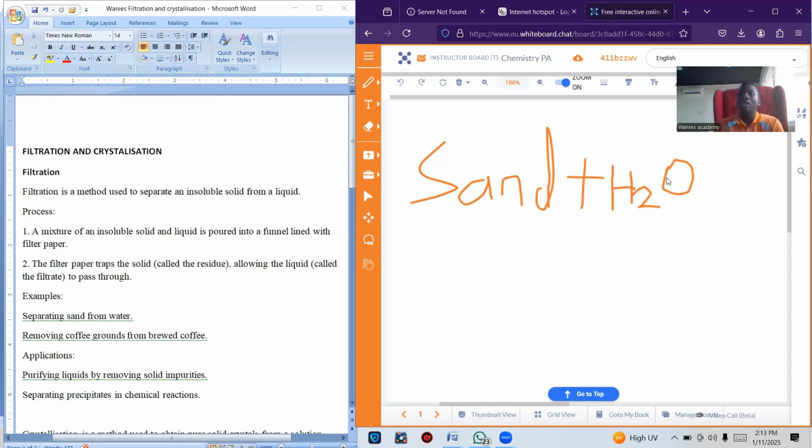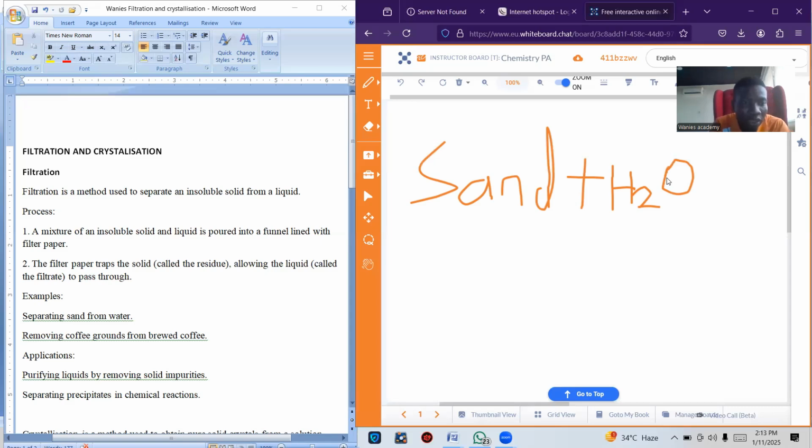So how can I separate sand from water? I know this question might also have been in your mind: I mix sand with water, so how can I now separate sand from water? This must be one of the questions in our mind. One of the ways to separate sand from water is using filtration. Let's check the process of how we use filtration to separate an insoluble solid from water.